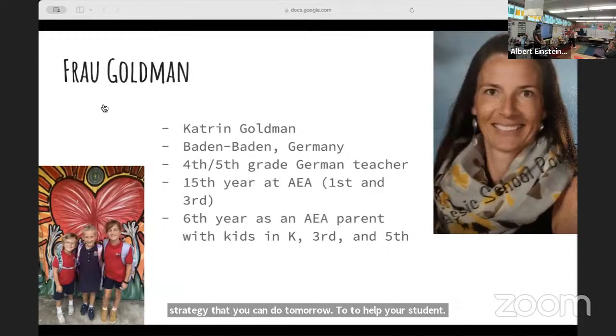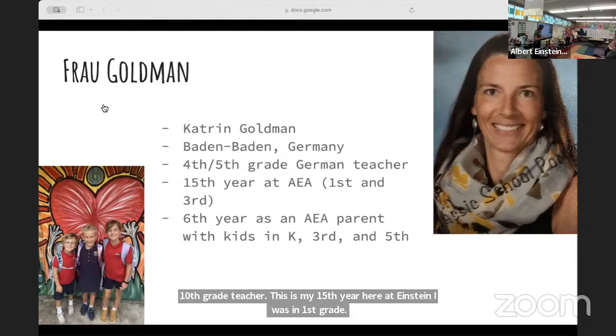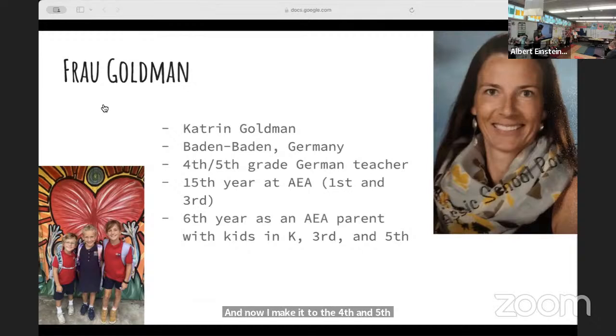I'm from Baden-Baden, Germany. This year I'm a 4th and 5th grade teacher. This is my 15th year here at Einstein. I was in 1st grade, in 3rd grade, and now I made it to 4th and 5th. Fun fact, this is my 6th year as a parent, and I have 3 kids here. So I have a kindergartner, a 3rd grader, and a 5th grader. So I have the whole continuum and see what's being done in the different grades.